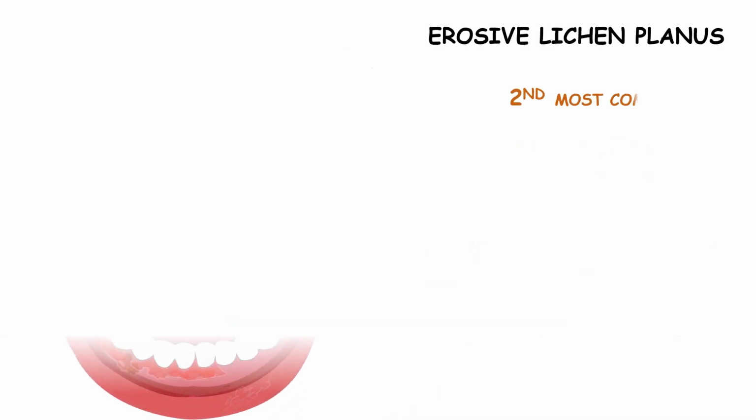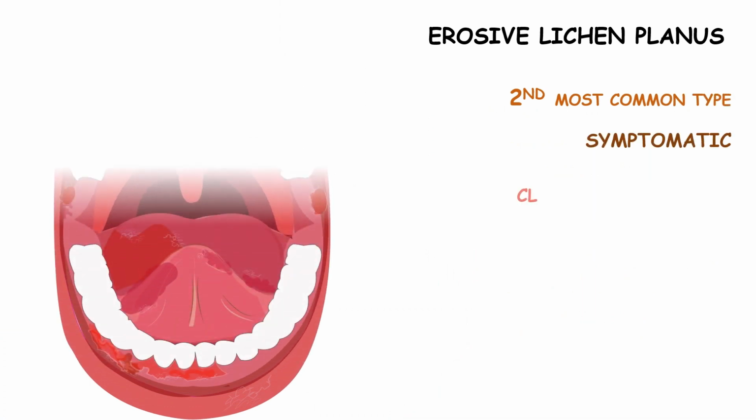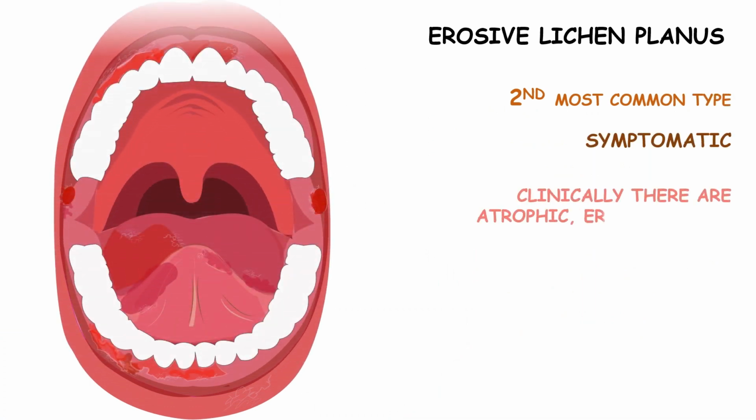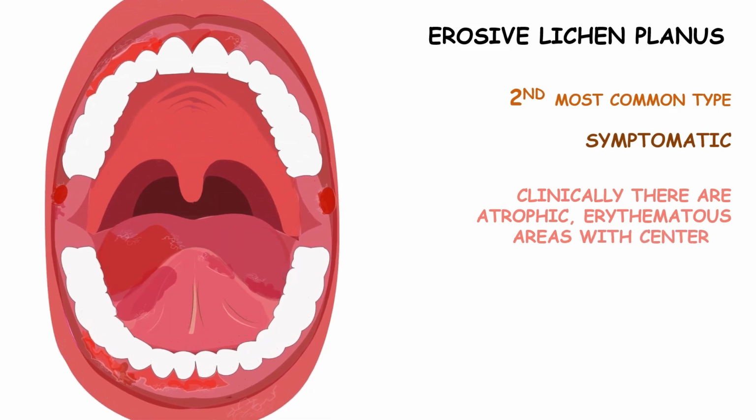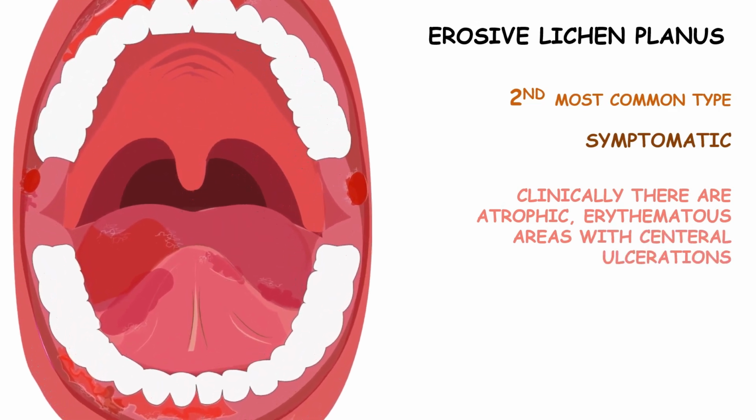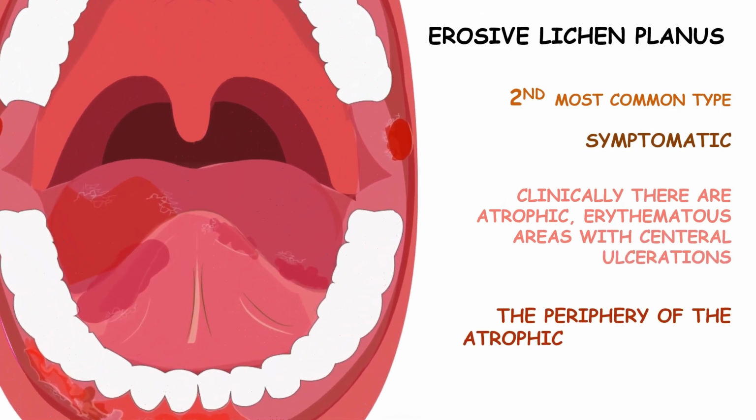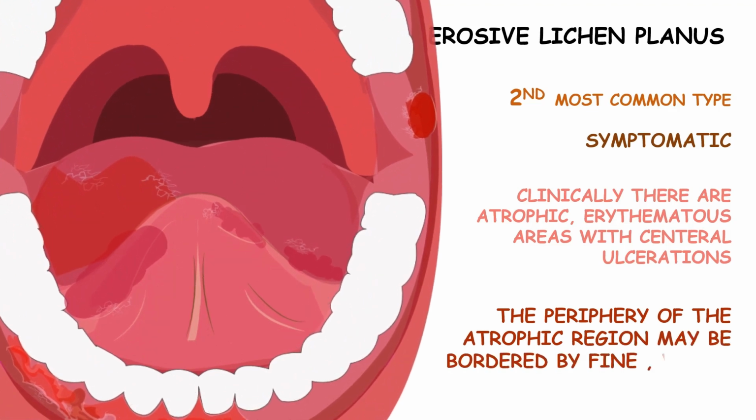Erosive lichen planus, which is the second most common type and symptomatic due to the fact that there are atrophic erythematous areas with central ulcerations. The periphery of the atrophic region may be bordered by fine white radiating striae which may be seen.